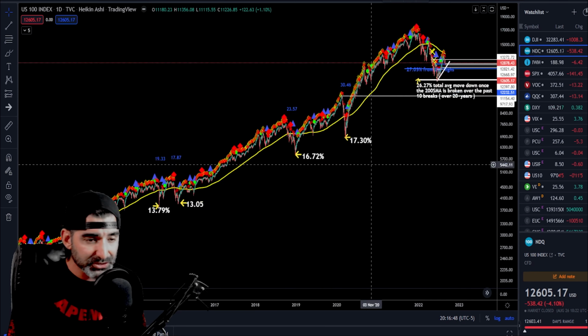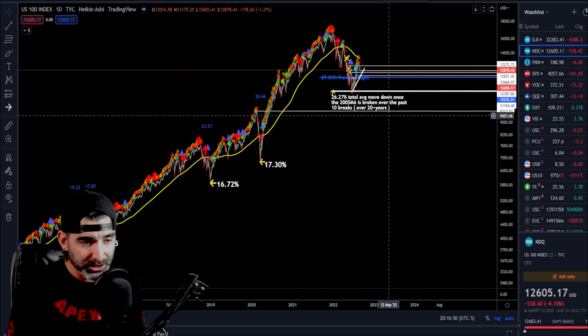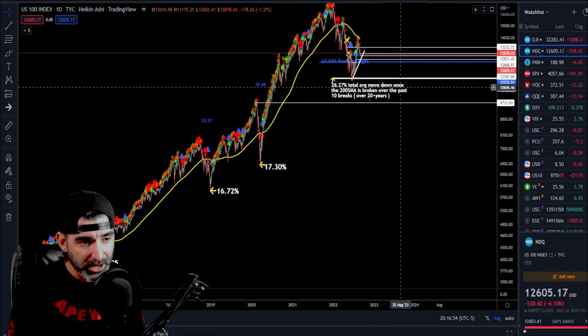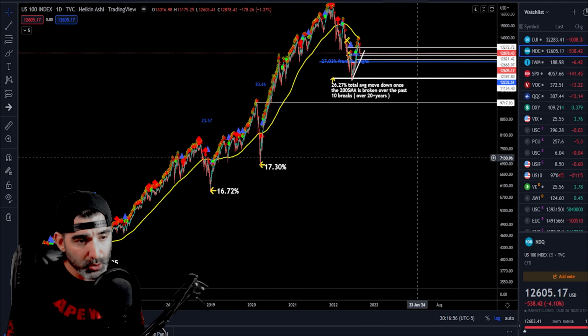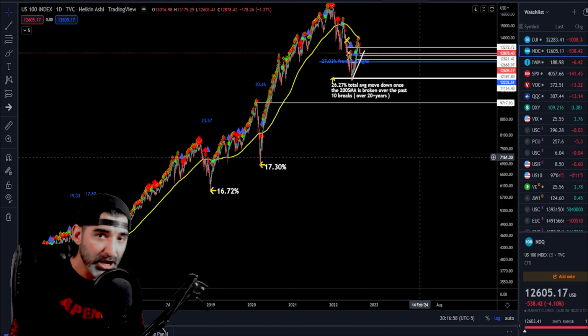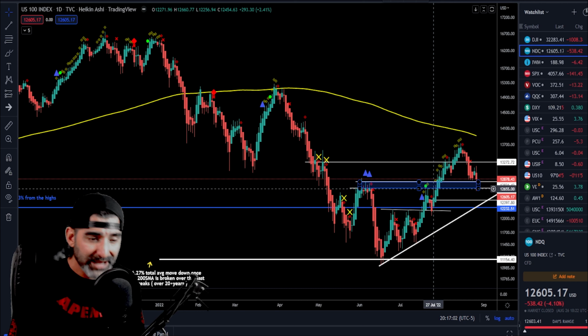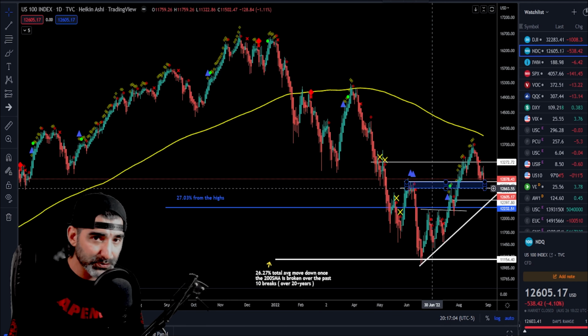So we're measuring all of those out. And as you guys can see here, that gives us 26.27% total average move down once the 200 SMA is broken over the past 10 breaks, or again, 20 years. That is the strategy that I've been using that helps me find flooring positions within the charts.